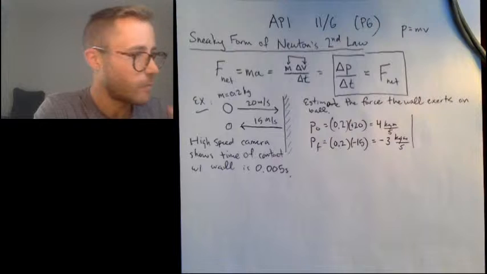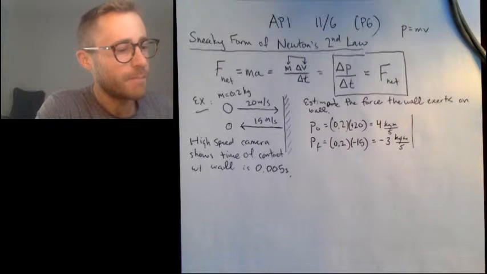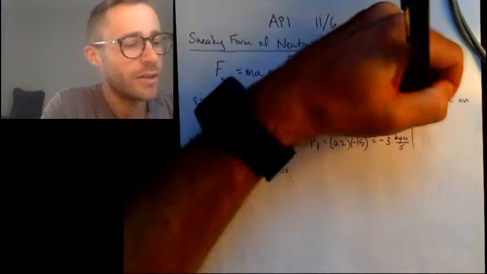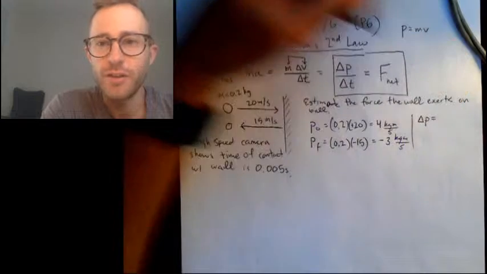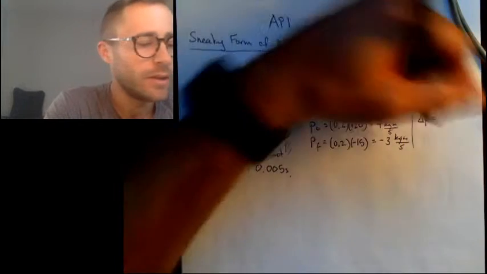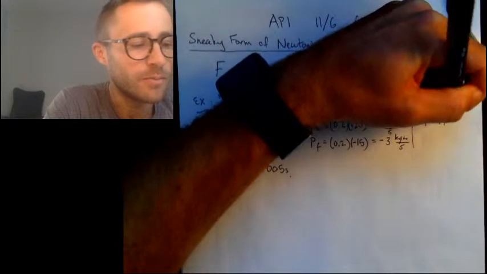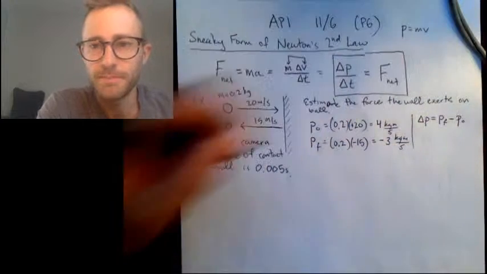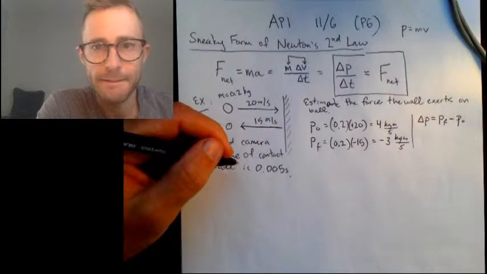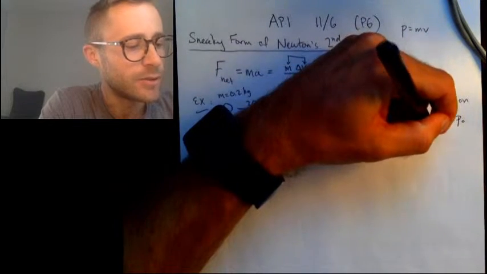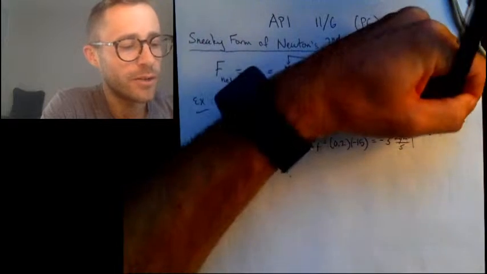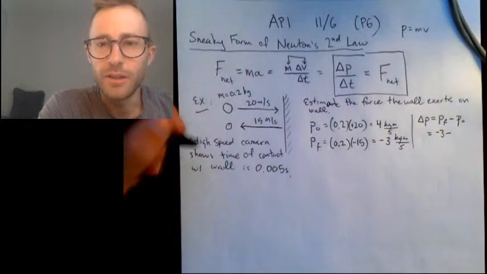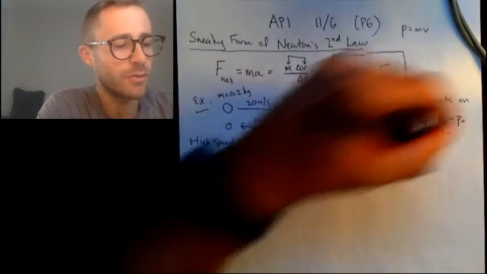Based on this, we can calculate the change in momentum, because change in any quantity is final value minus initial value. Okay? So the final momentum was minus 3. The initial momentum was plus 4.